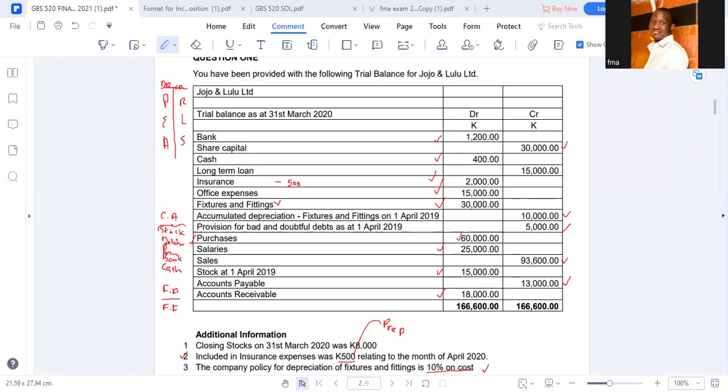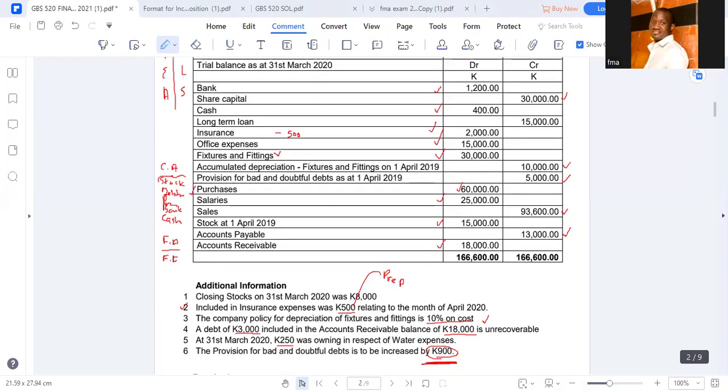Included in the insurance was 500 relating to the month of April 2020. And the company policy is that depreciation of fittings and fixtures is at 10% on cost. And included in the accounts receivable balance of 18,000 is unrecoverable 3,000 bad debts. At the end of March 2020, we have 250 owing in respect of water expenses. And the provision for bad and doubtful debts increased by 900.